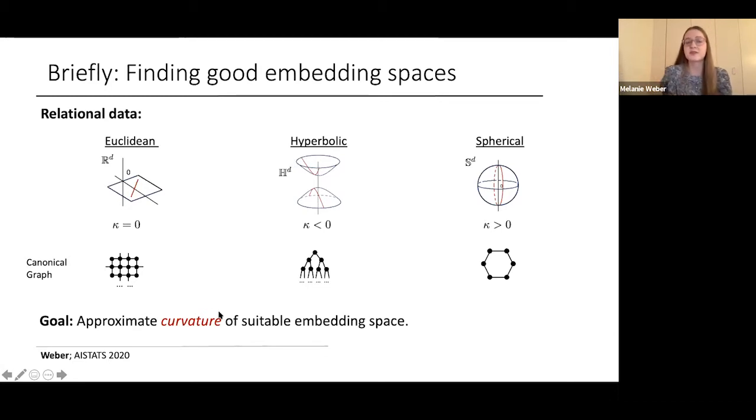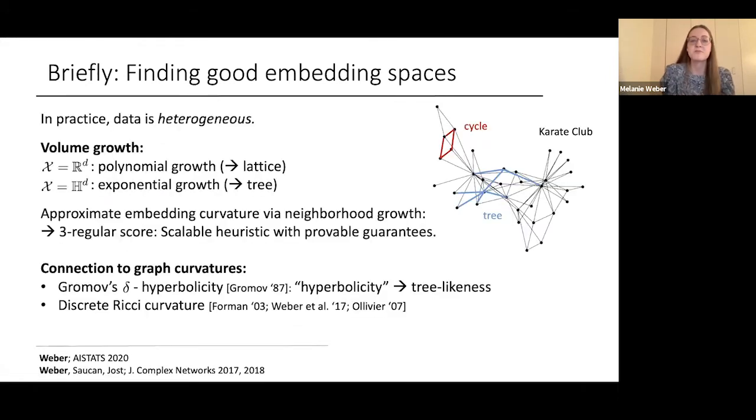And if we look into the mathematical literature, for certain homogeneous types of graphs, this is actually well understood. So for instance, we know that lattices embed very well into Euclidean spaces, and we know that trees embed very well into hyperbolic spaces. But the data sets that we encounter in practice look more like this.